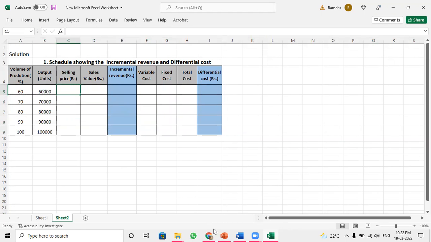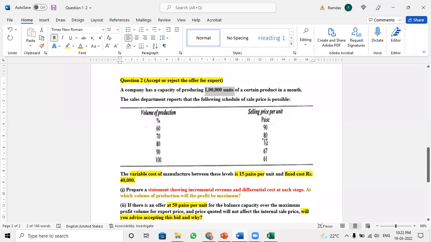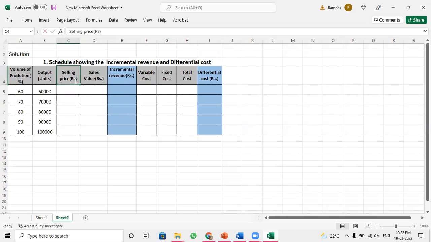So the selling price as given in the question is given in paise. So it is 90 paise, 80 paise, 75 paise, 70 paise, and 61 paise.